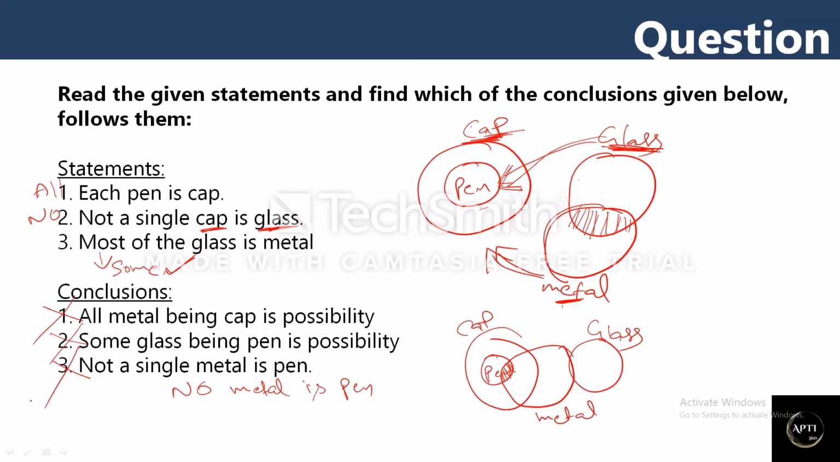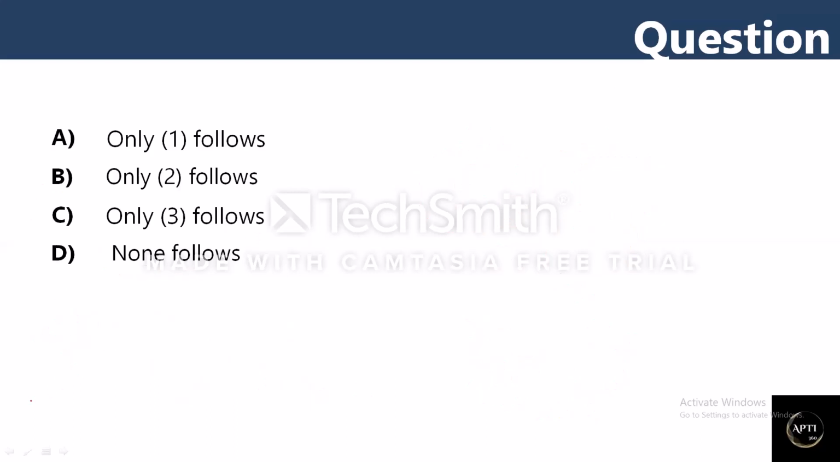If you observe, all three conclusions are wrong, so which option will be correct here? Option A, only one follows; only two follows; only three follows; and none follows. Here no conclusion follows. I hope you all are clear with this session. This is syllogisms, and we have covered different sets of questions using different terminology given in the questions. Almost everything is covered.